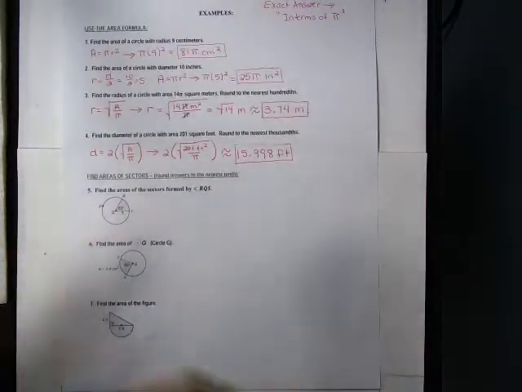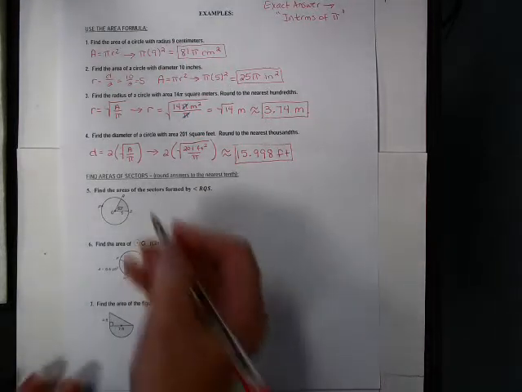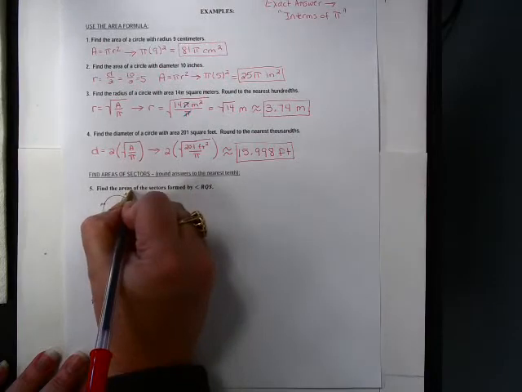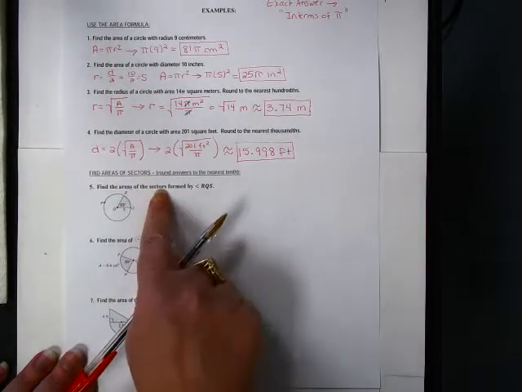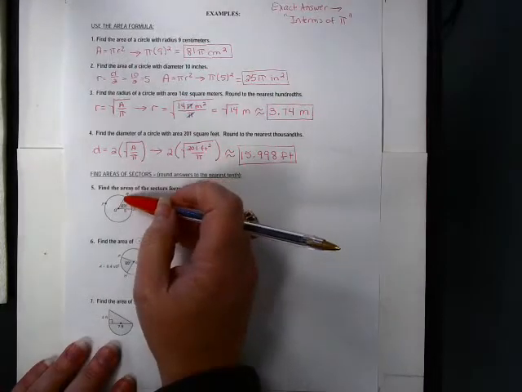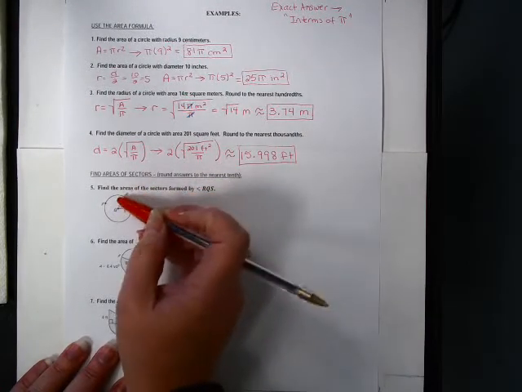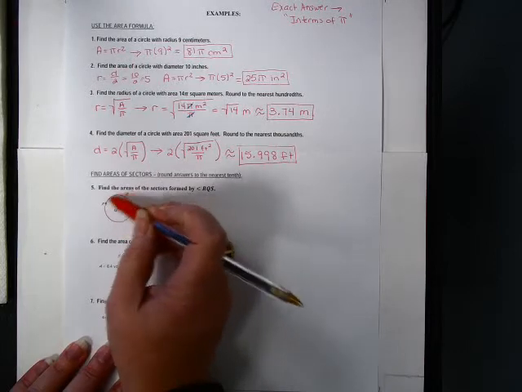Alright, the next one. On the next one, it says find the areas. Notice that S right there, areas of the sectors. Folks, I have two sectors. Just like I had two different kinds of arcs, I have two different kinds of sectors. I have a minor sector here, and I have a major sector here.